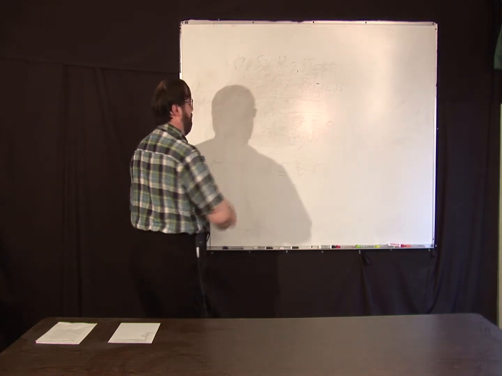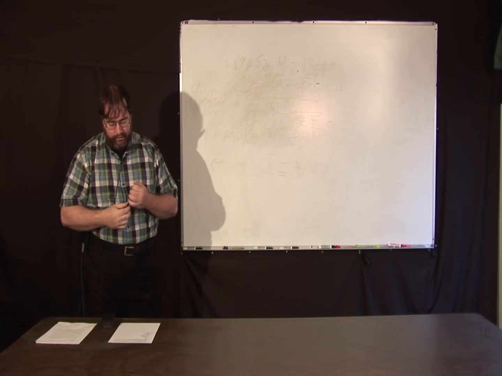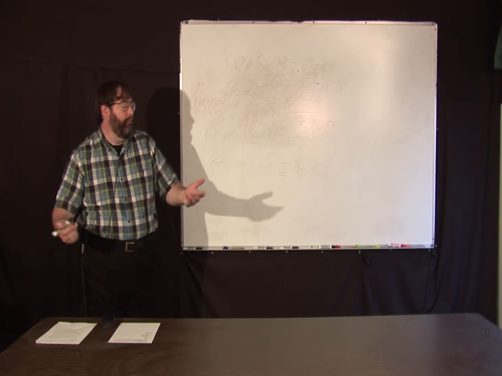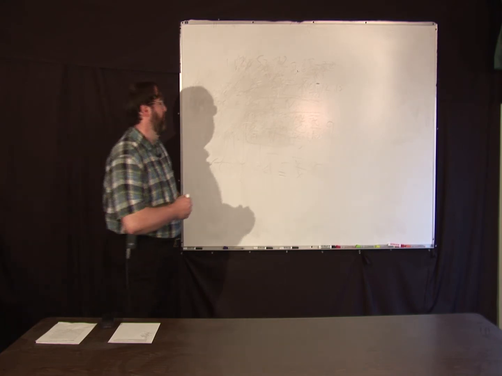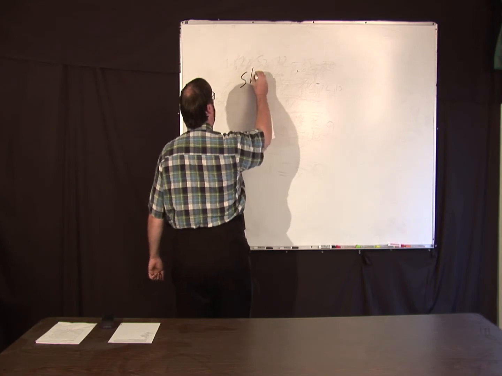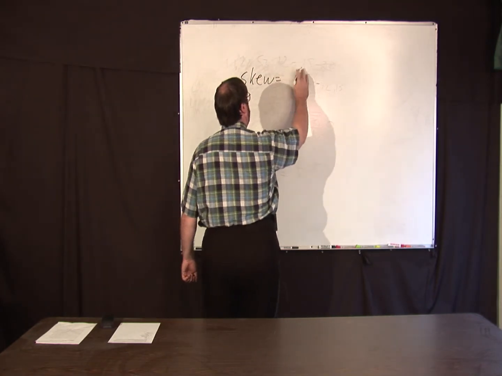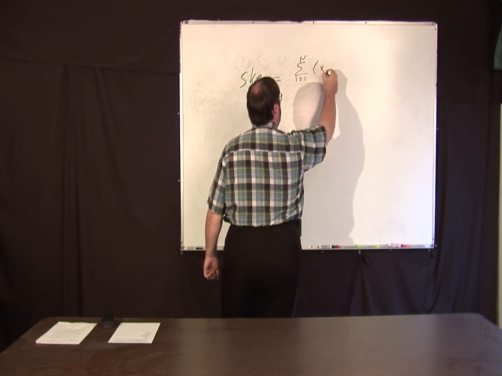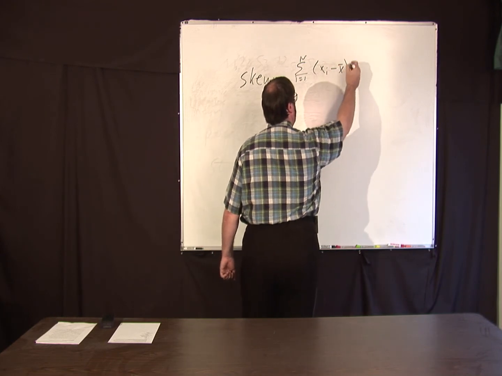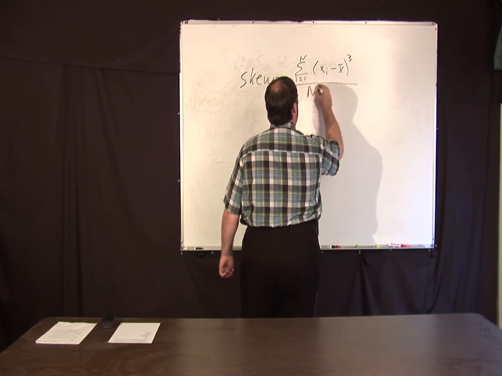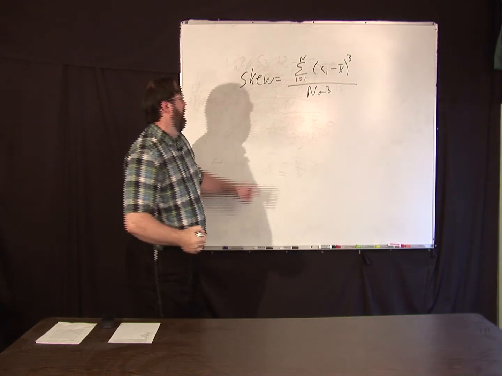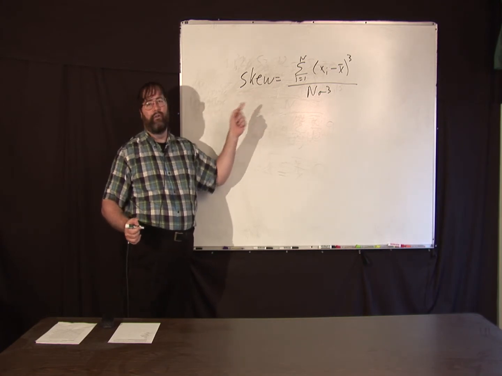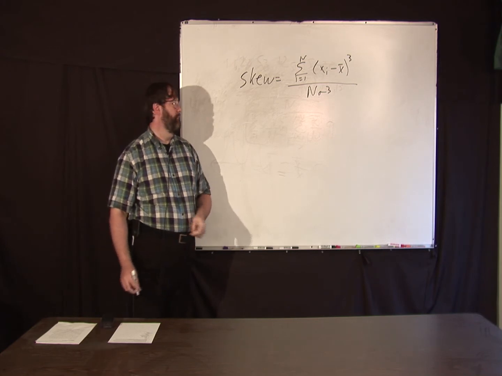You notice this particular measure was proportional to the square of the difference. What about the cube? Well, there's a number called the skew that you can come up with from a data set. This is just the sum from i equals 1 to n of xi minus x bar, cubed, over n sigma cubed. What this tells you is whether the distribution of your data is symmetrical or not.